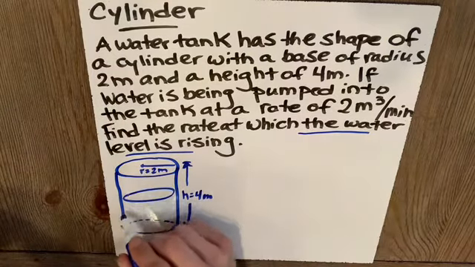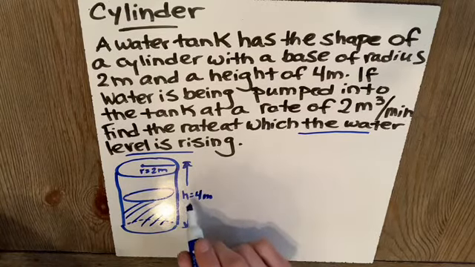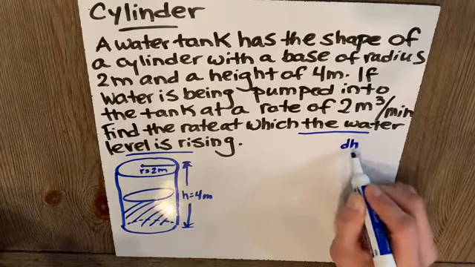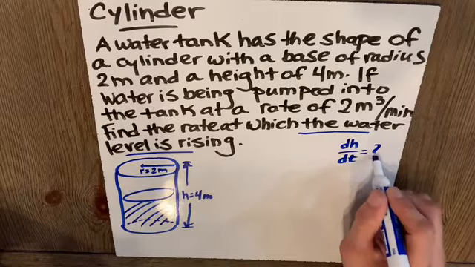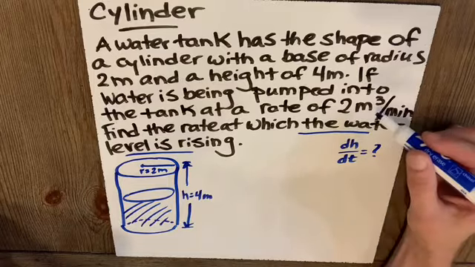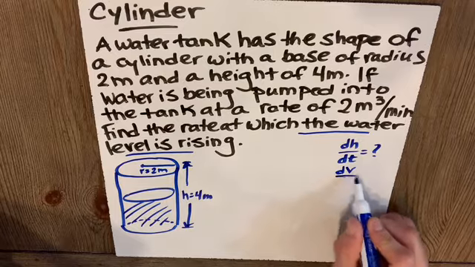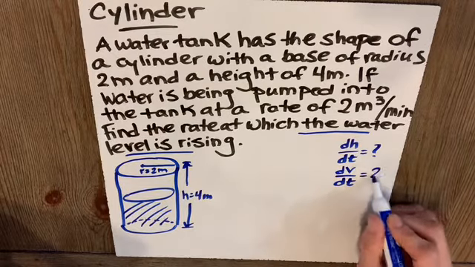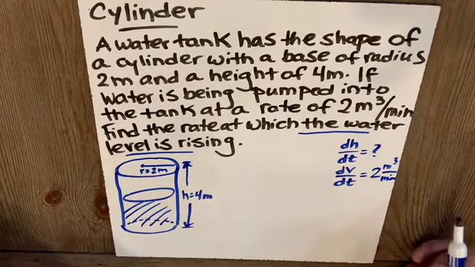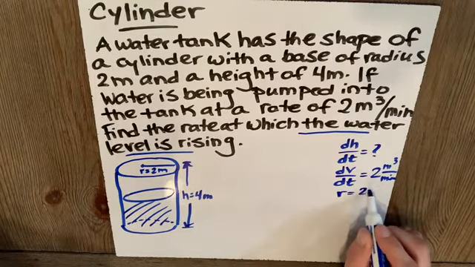If this is the water in the tank and it's rising, look what's changing. dh/dt is our change in water level. So what is dh/dt? I don't know. They tell us that the rate that the tank is being filled is meters cubed. So they've given us dV/dt. I can just look at the units and tell you that dV/dt was given. That's per min. All right. They gave us that r was 2 meters.